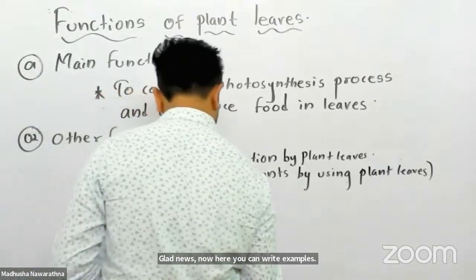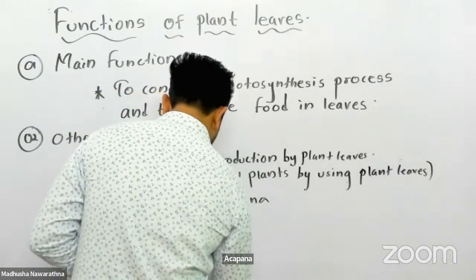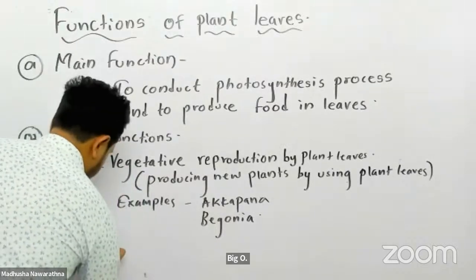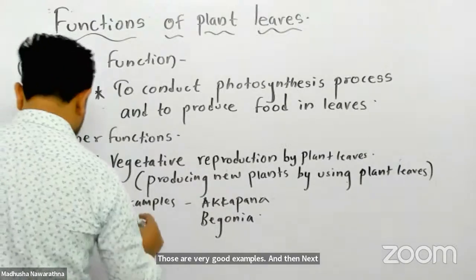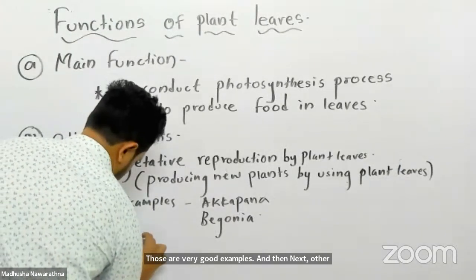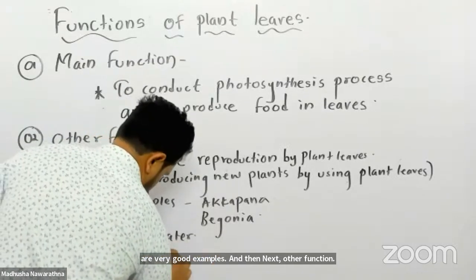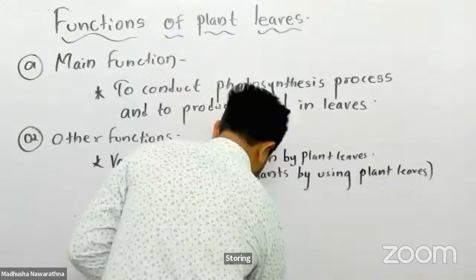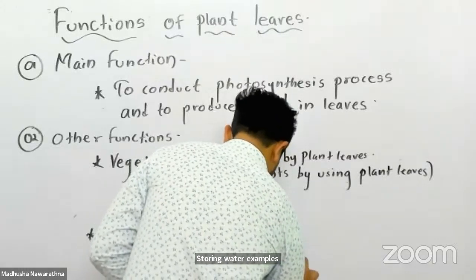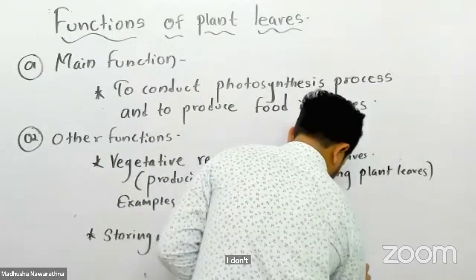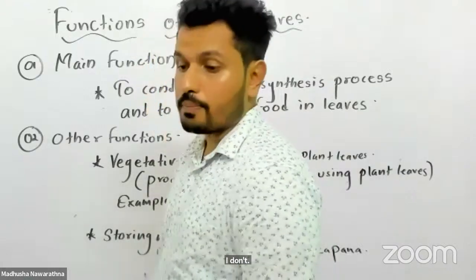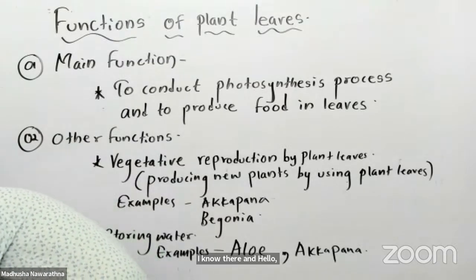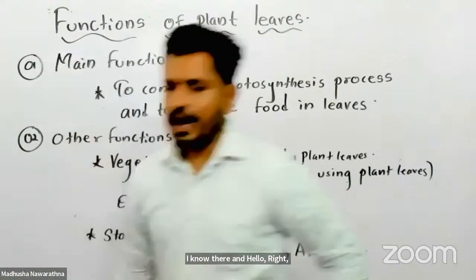Akkapana, begonia. Those are very good examples. And then the next other function: storing water. Examples: aloe vera and akkapana. Right, with it, I'll show a very good example for you.